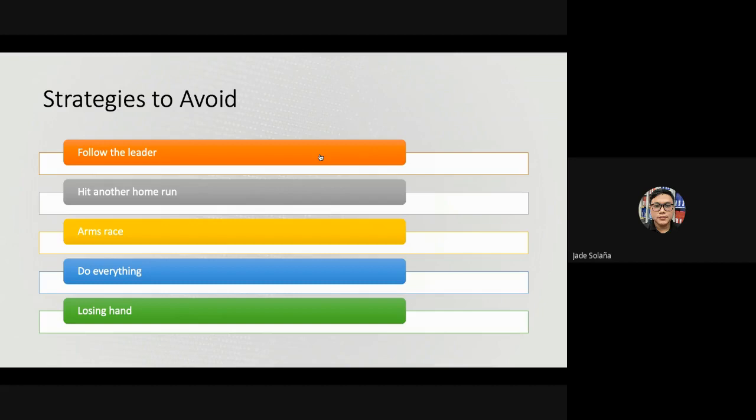Do everything. When faced with several interesting opportunities, management might tend to leap at all of them. At first, a corporation might have enough resources to develop each idea into a project, but money, time, and energy are soon exhausted as the many projects demand large infusions of resources. Lastly, losing hand. A corporation might have invested so much in a particular strategy that top management is unwilling to accept its failure. Believing that it has too much invested to quit, management may continue to throw good money after bad. So that's losing hand.